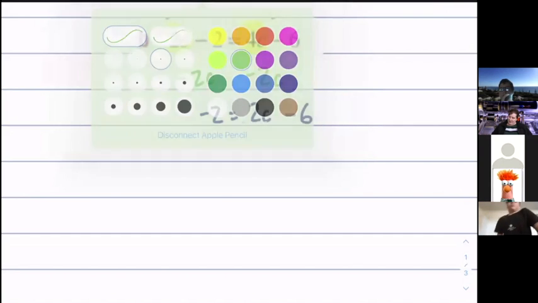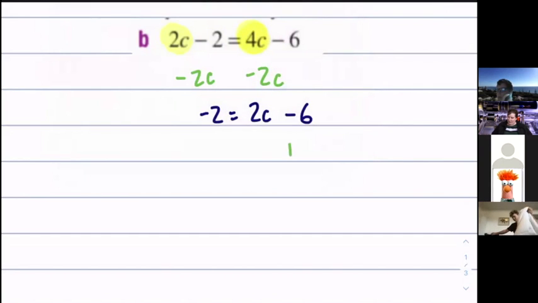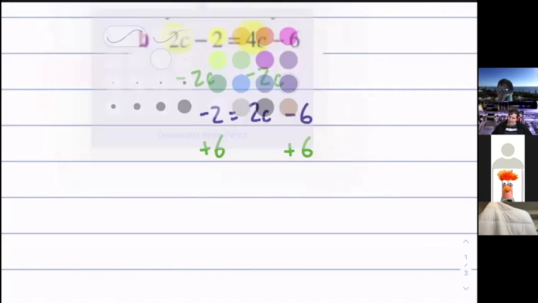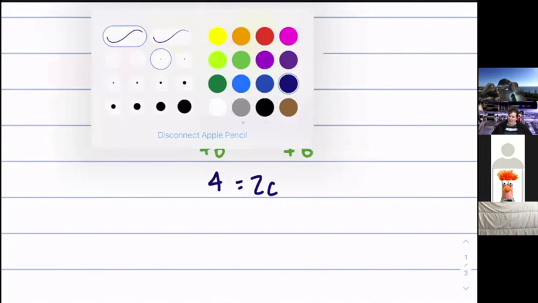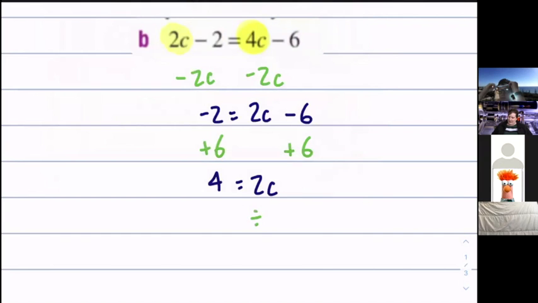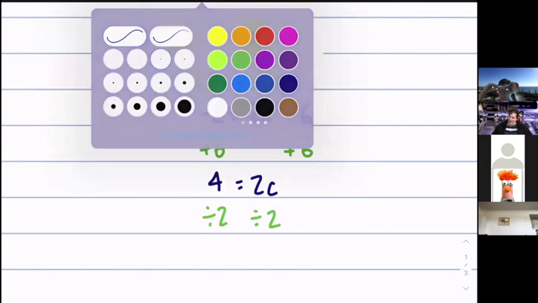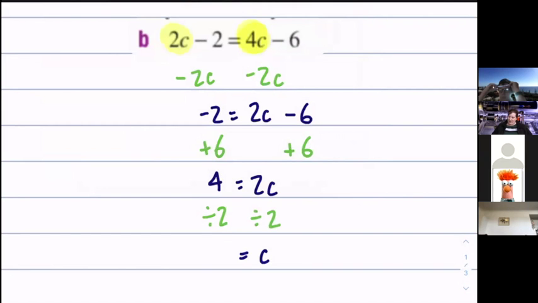Our next step, as usual, get rid of whatever's plussed and minused. So we're going to plus that 6 to get rid of it. So we've still got 2c on the right. On the left, we've got negative 2 plus 6, 4. And then we're going to divide by whatever's in front of the letter. So we end up with c, and we end up with 2.